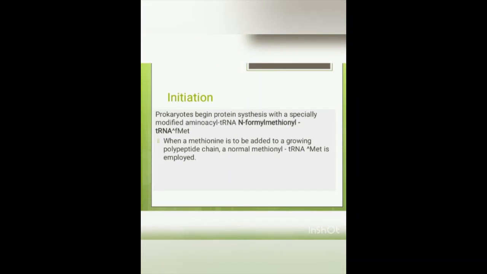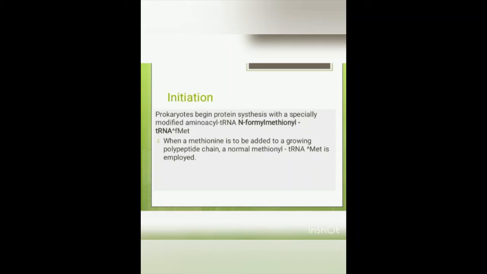Initiation. Prokaryotes begin protein synthesis with a specially modified aminoacyl-tRNA, formylmethionine tRNA, fMet-tRNA. When a methionine is to be added in a growing peptide chain, a normal methionine tRNA, Met-tRNA, is employed.